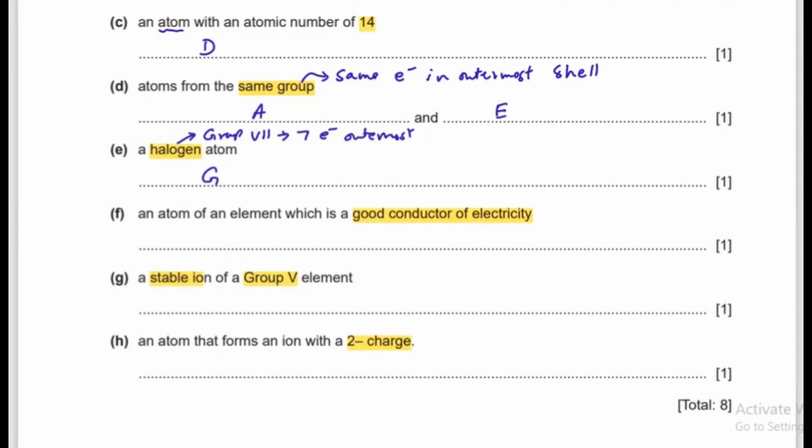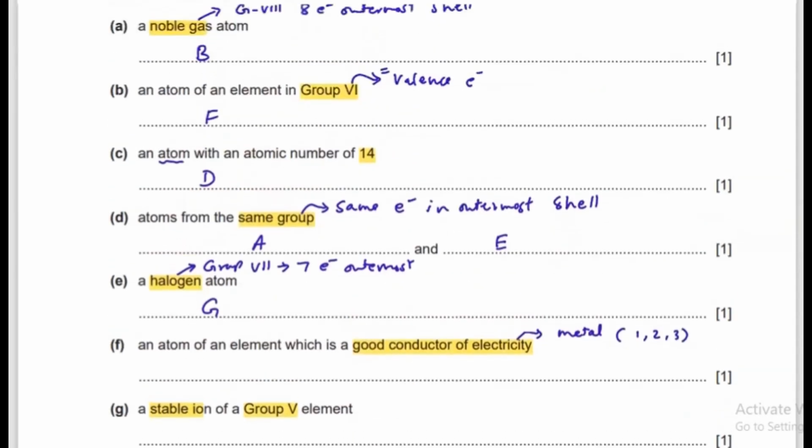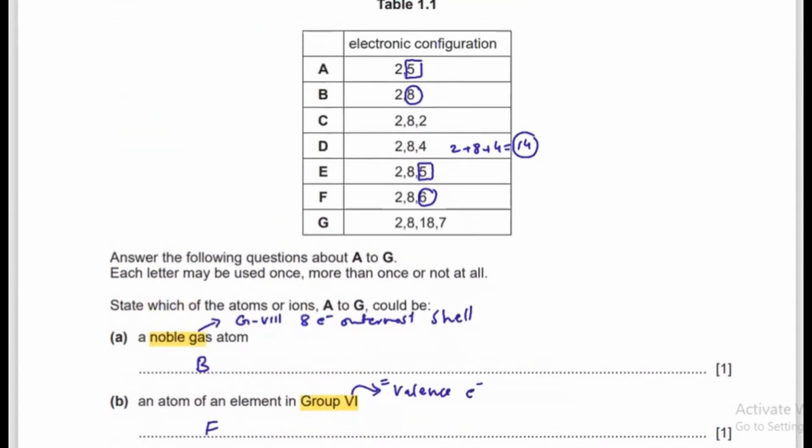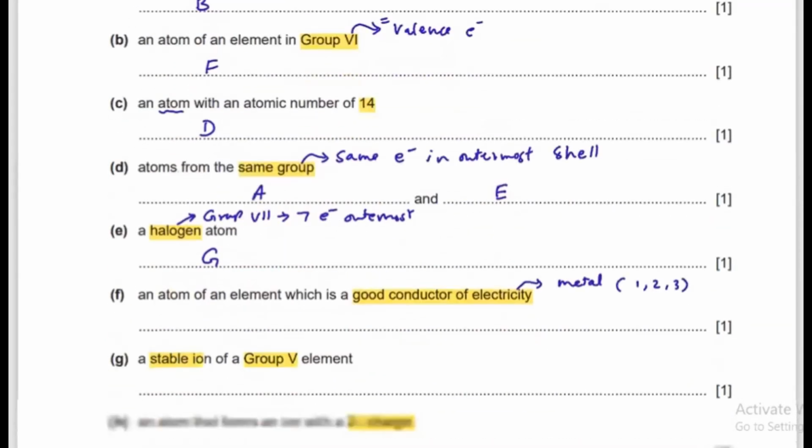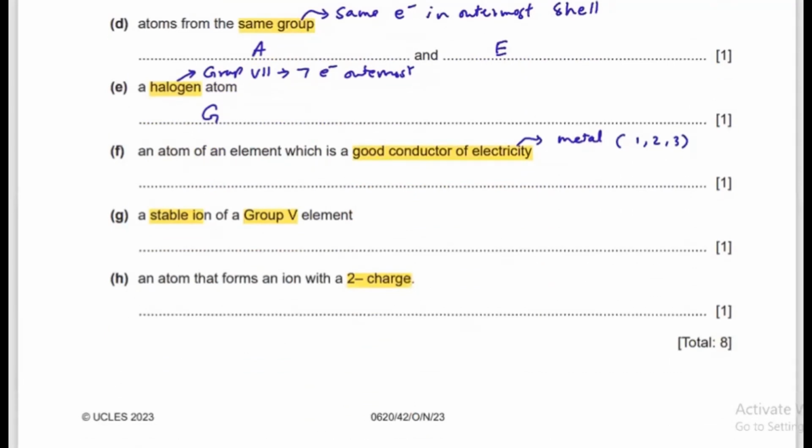An atom of an element which is a good conductor of electricity. This is a property of metals. And normally the transition metals, or the metals of groups 1, 2, 3, are good conductors of electricity. So just check for either a transition element or an element from group 1, 2, or 3. So they must have 1, 2, or 3 electrons in their outermost shell. As you can see, C is the element which has 2 electrons in its outermost shell. So this is a good conductor of electricity.